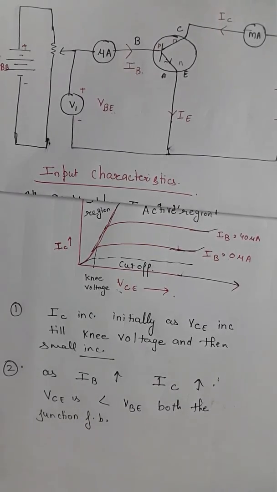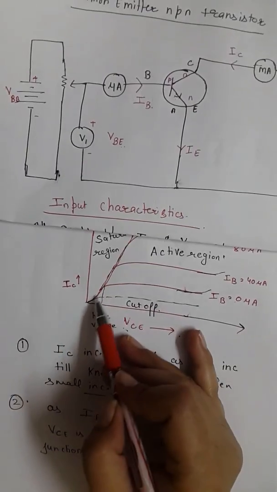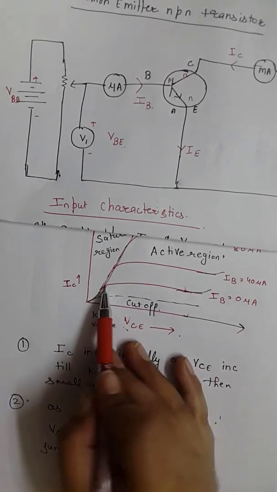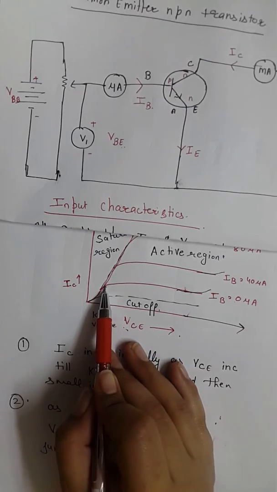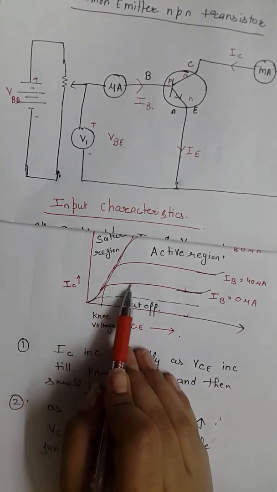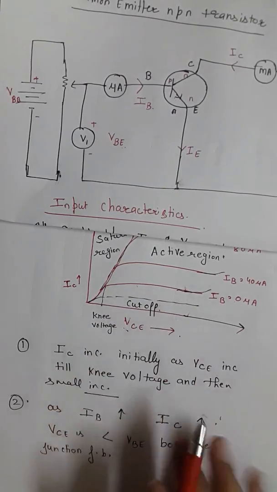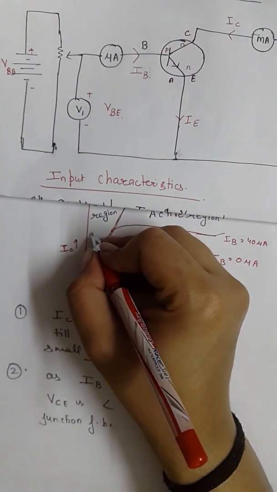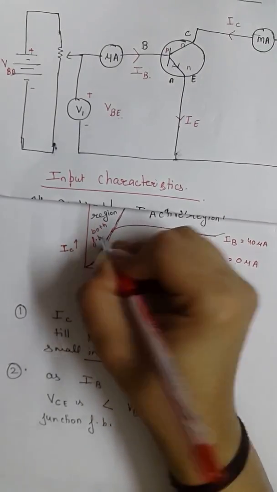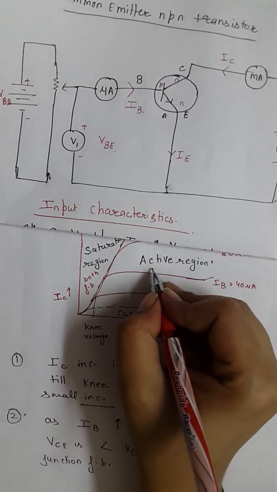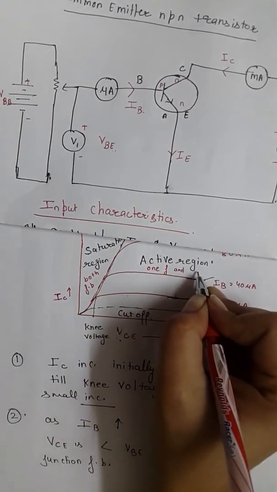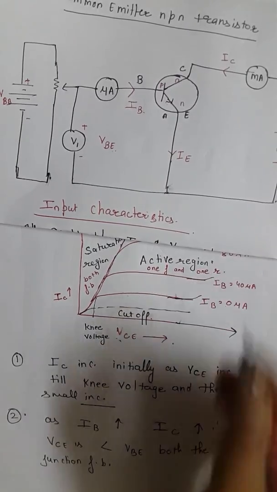As both the junctions are forward biased, the current increases till this value. As soon as your VCE becomes greater than your VBE, one junction will become forward, another will become reverse, and your current saturates. Okay? So in this saturation region, both the junctions are forward biased. In the active region, one forward and one reverse.